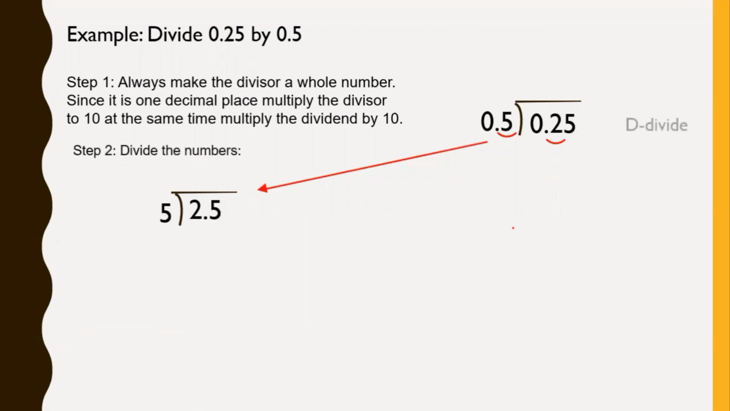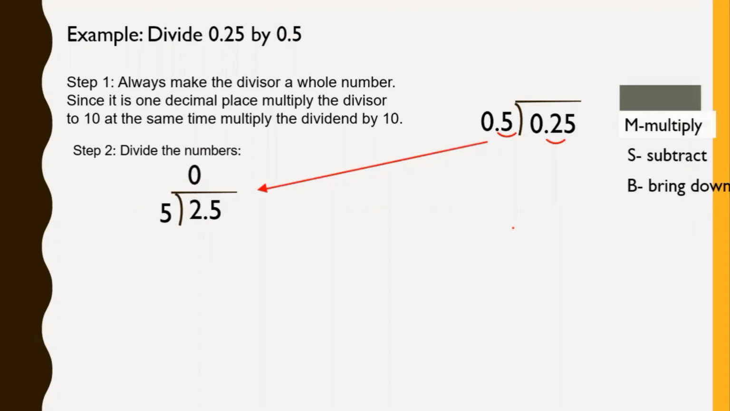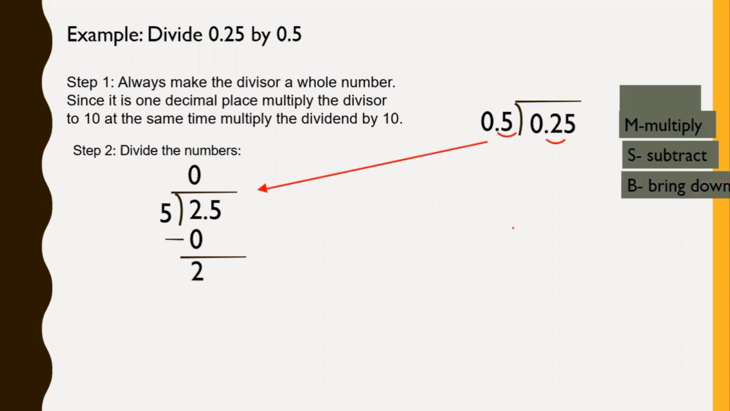Okay, step 2 is to divide the numbers. Let us proceed to divide, multiply, subtract, and bring down. So divide. 2 divided by 5 is 0. And then 0 times 5 is 0. Subtract. 2 minus 0 is 2. Bring down 5. And then let's proceed again to division. 25 divided by 5 is 5. Okay, kung napansin nyo, kinopya si decimal point. Kung saan digit siya nakatapat, dun din dapat nakasulat ang decimal point ninyo. Hindi siya pwedeng ma-move.